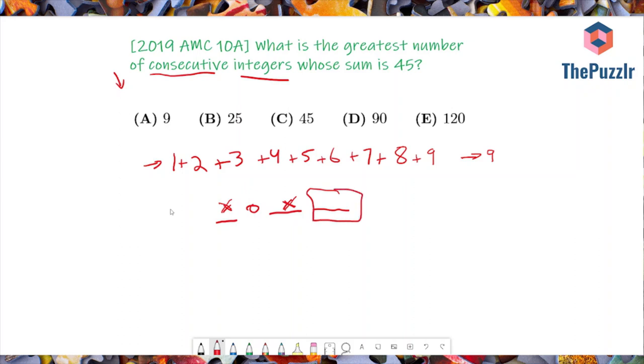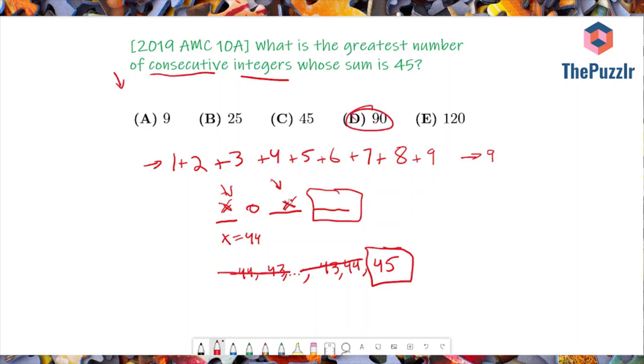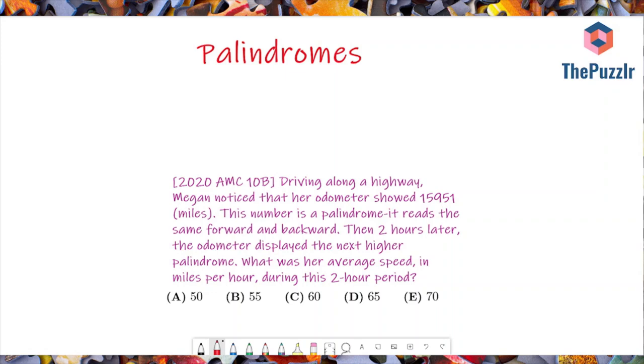Well, to maximize this, you want to maximize the number of numbers that are canceling out. So what if all the numbers cancel out? So let's say x is equal to 44. Well, then we go from negative 44 to negative 43 all the way to 43, 44, and then 45. So these numbers cancel out with the negative counterparts, and we're just left with 45. And this is the maximum solution that we can obtain. So our answer is equal to, there's 44 negative numbers, 0, 45 positive numbers, so 90 total numbers. Let's move on. Our next topic for today is palindromes.